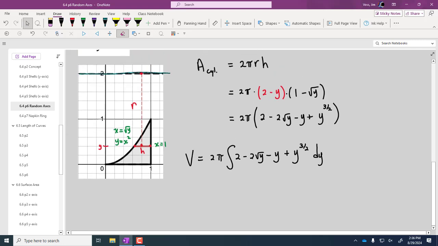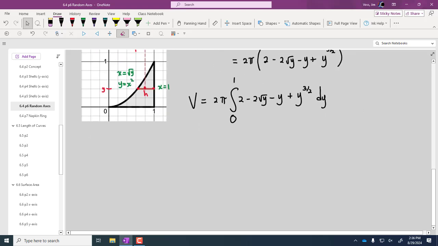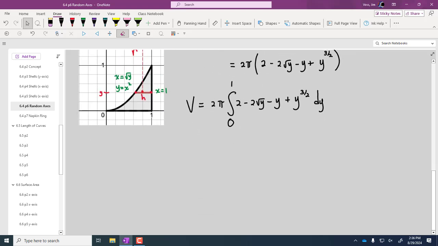How about limits of integration? 0 to 1, and are those coming from the y-axis or the x-axis? Very good, from the y-axis. So 0 to 1. That integration interval is coming from over here, right? We're integrating in here. We have y values from 0 to 1.